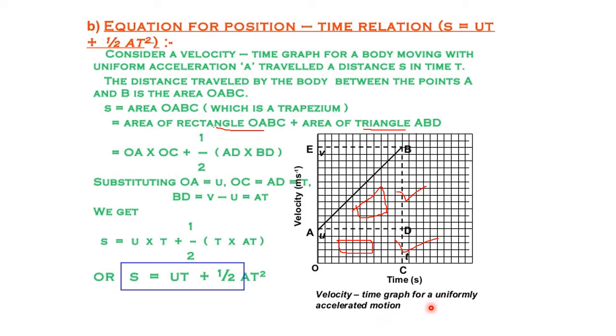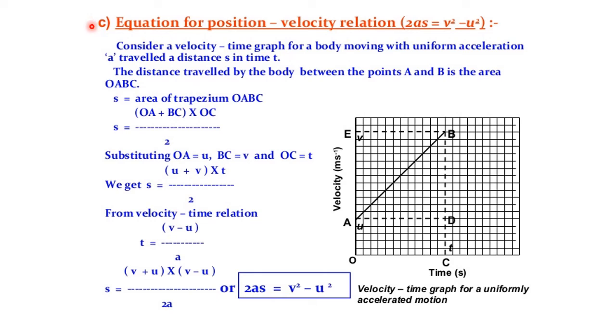So this was the velocity time graph for a uniformly accelerated motion, and this is the second equation. Now we are going to study the third equation, for position velocity relation. In this also we are going to consider a velocity time graph for a body moving with uniform acceleration A, which traveled a distance S in how much amount of time? That is T. So the distance traveled by the body between point A and B is the area of OABC. Again, this trapezium is the distance traveled.